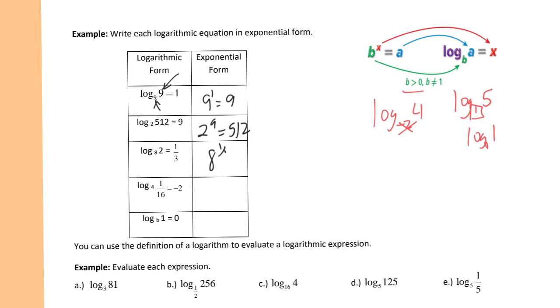8 to the 1/3 is equal to 2. 4 to the -2: start with a little base, raise it to the power on the right. The answer to the logarithm is the exponent, so it is equal to 1/16. And then 1 to the 0 equals 1. Now notice they did use a 1, didn't they? Sorry, it's B. B to the 0 is 1. That's true. I want you to remember that anything to the 0 does give you 1 as an answer.